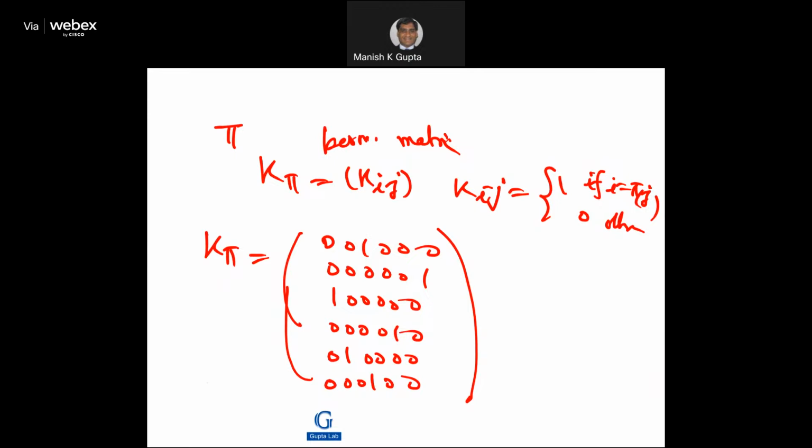So basically, the definition is k_pi is k_ij, so the ijth entry is 1 if i is the permutation of j, and 0 otherwise. And you can get this permutation matrix. So essentially, permutation cipher is a special case of Hill cipher. And for Hill cipher, everything else is fairly straightforward except the computation of the inverse.